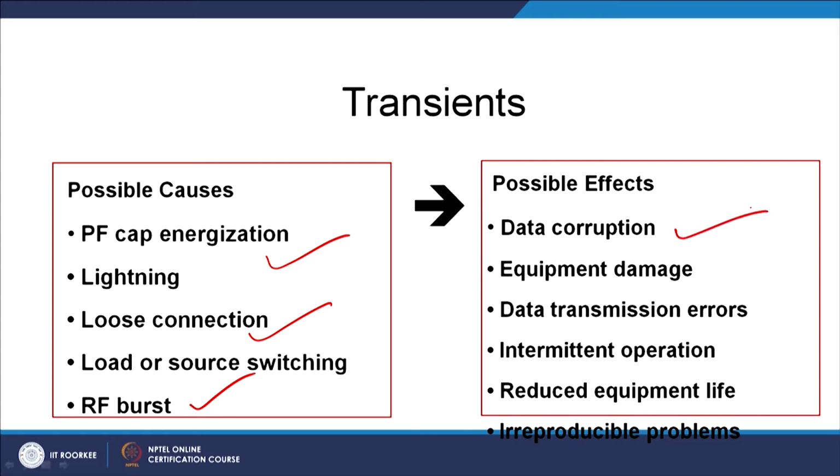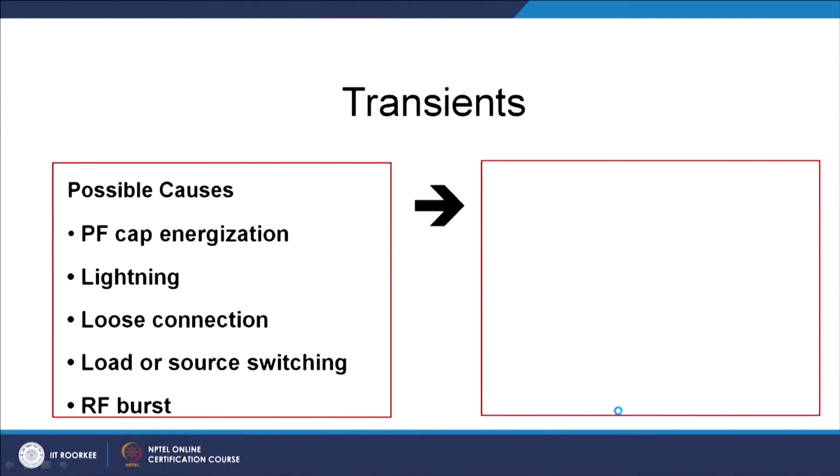If it is a data center, certain loss of data may occur, equipment data and data transmission errors, and while you are talking you are not able to hear properly. There can be intermittent operation, it may stop due to flickers, and the equipment life is reduced. There can also be irreversible problems, where something is destroyed and the system is damaged heavily, like from lightning. I have seen lightning in my personal house also, where some fans were destroyed and were beyond repair. These are the possible causes of the transient.